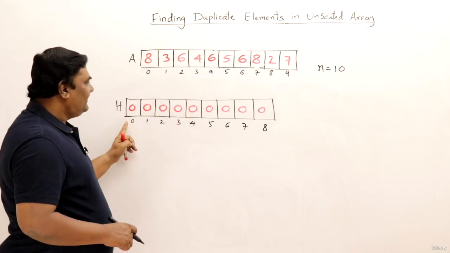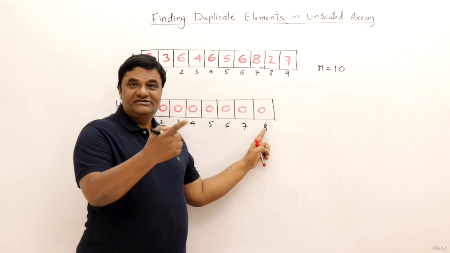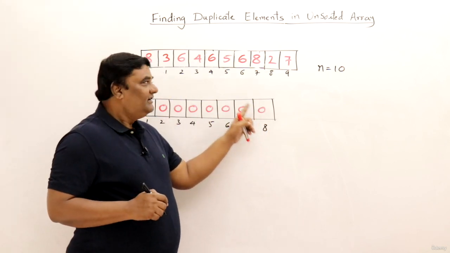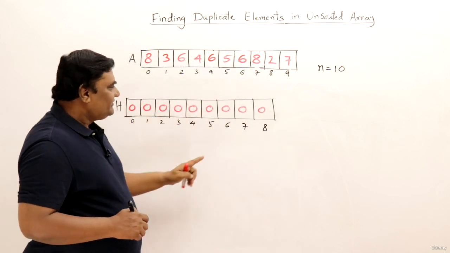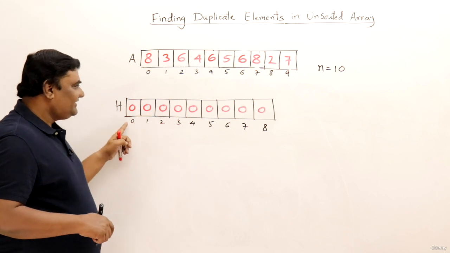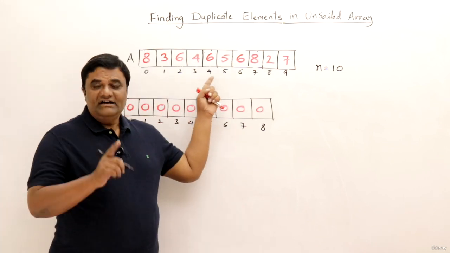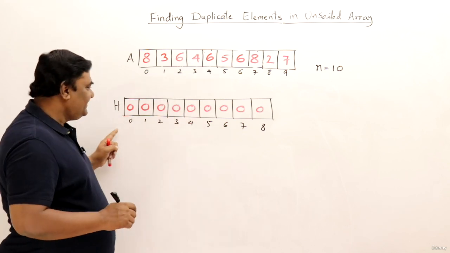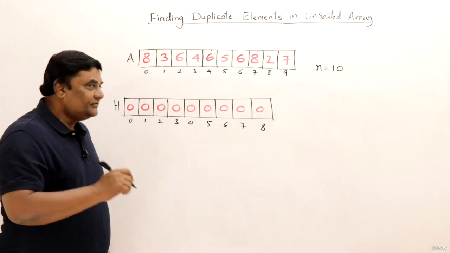Now I have to take a hash table array, and the size of the array should be equal to the largest element in the array. So if you check in this array, the largest element is 8. So I have taken till index 8, meaning total size is 9, because starting from 0 onwards. Now the procedure is, I should scan through this list, and for each element I should increment the count here in this hash table. So let us do it.